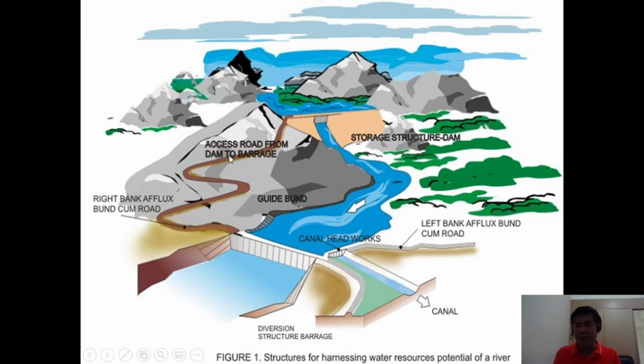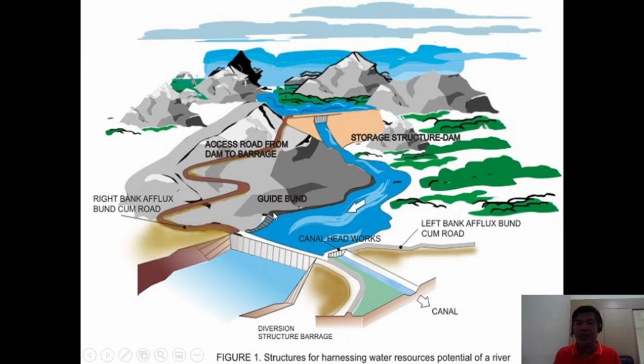This is a picture of a potential river in which they have created the dam here. Then you have there the reservoir, the whole of the water coming here, and you have the guide banks.